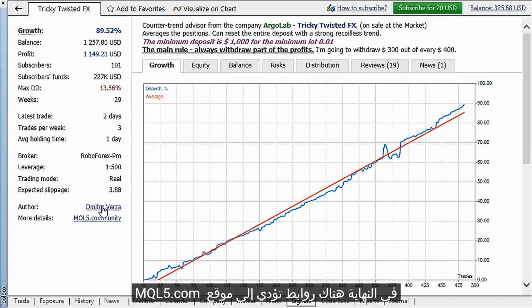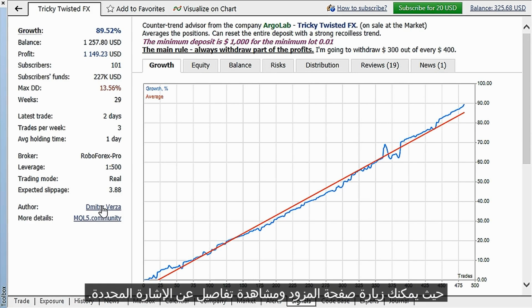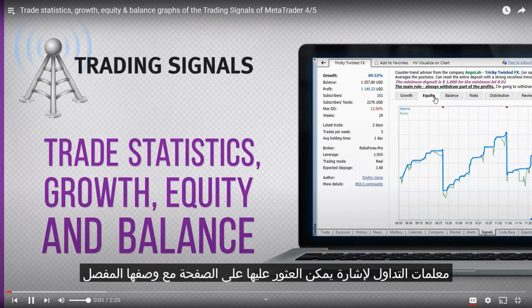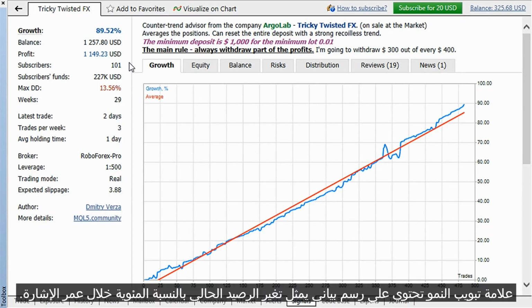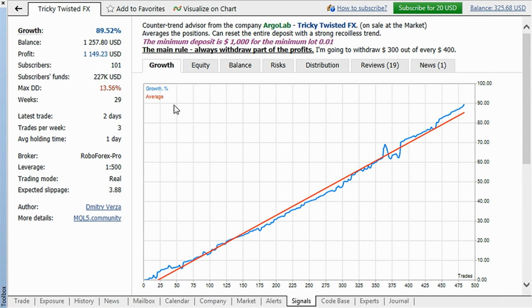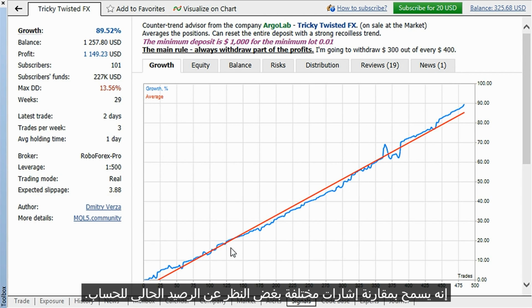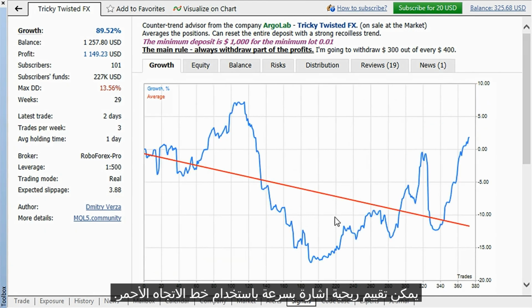At the end, there are links leading to the MQL5.com website, where you can visit the provider's page and see details of the specified signal. Trade parameters of a signal can be found on the page with its detailed description. The Growth tab contains a graph representing equity change in percent during the signal lifetime. It allows comparing different signals irrespective of the account equity. Profitability of a signal can be quickly assessed using the red trend line.